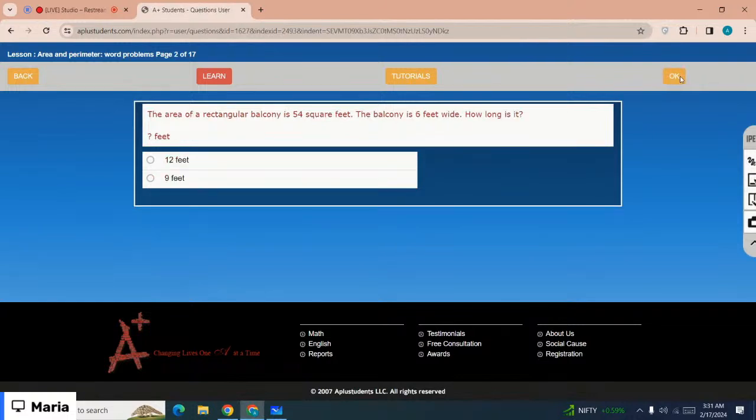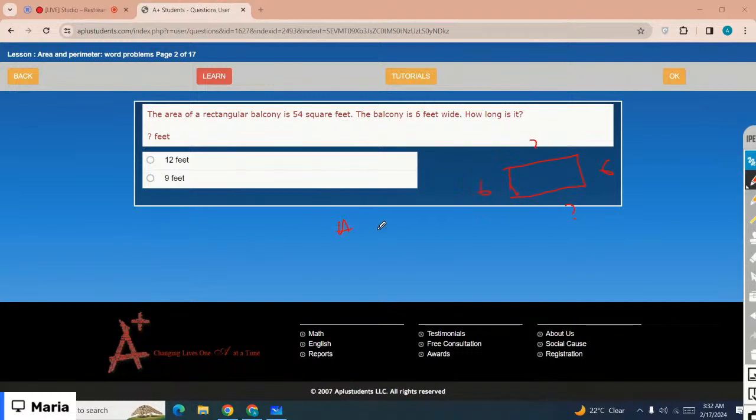The area of a rectangular balcony is 54 square feet. If the balcony is 6 feet wide, how long is it? So you are given the area of the rectangle and the width of the balcony, right? You need to calculate the length of the balcony. It is like this. You are given how wide it is. It is 6 feet wide. You need to calculate this value, right?